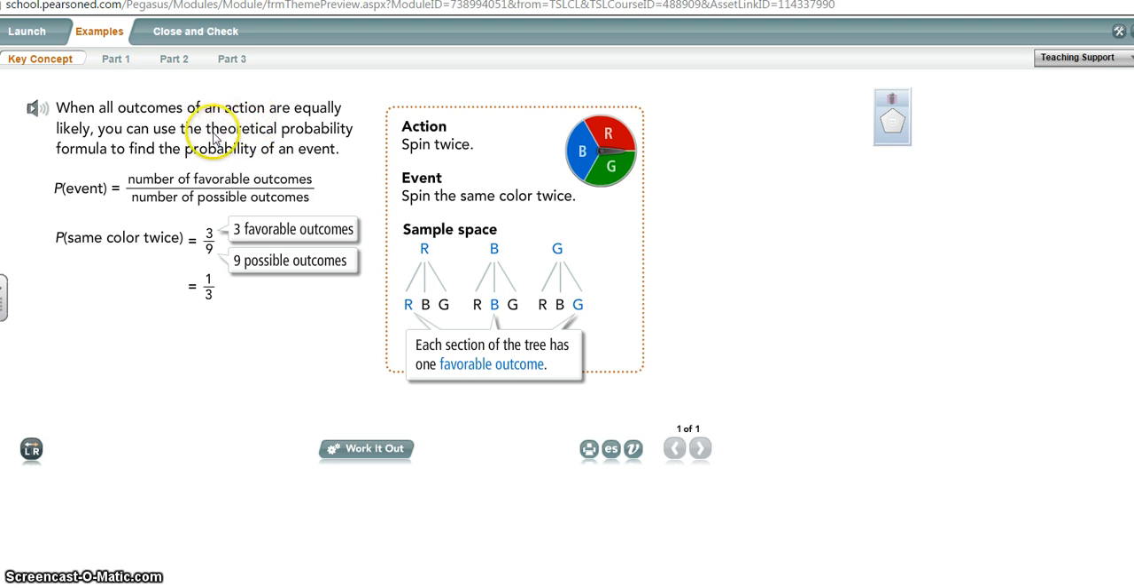Remember, this is theoretical probability, so this is based on the design of the spinner, not actually running trials or running an experiment to see how many times it happens. That would be experimental probability.